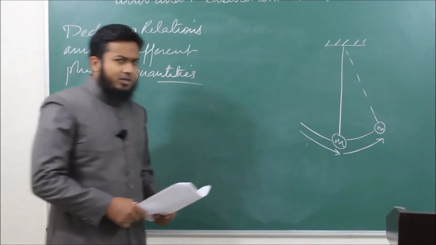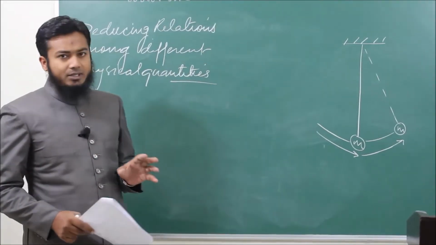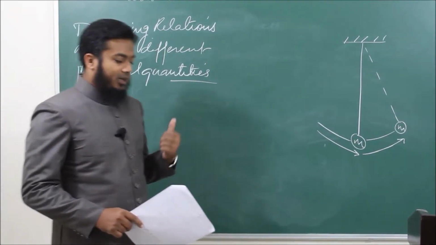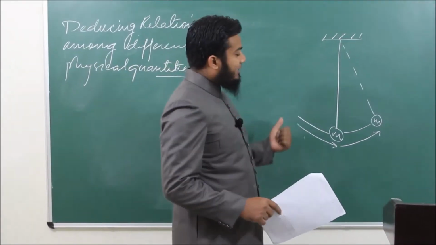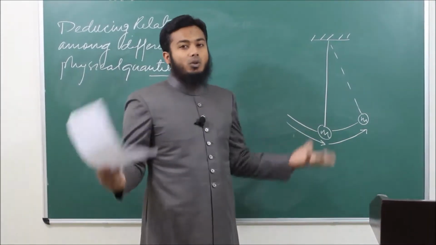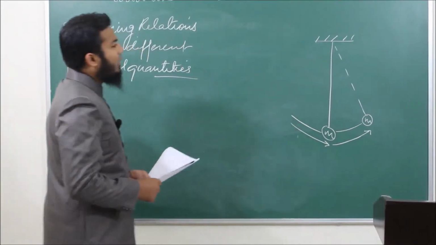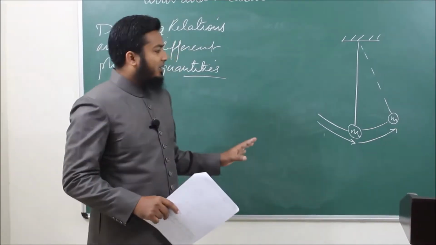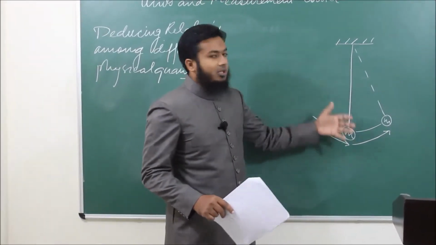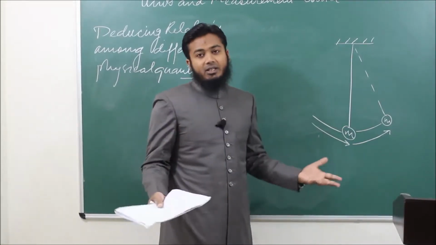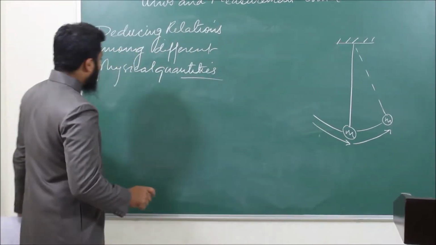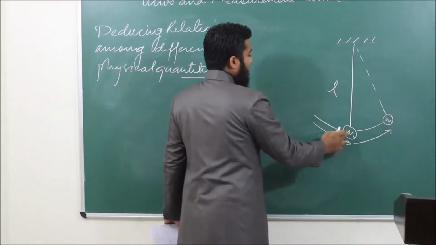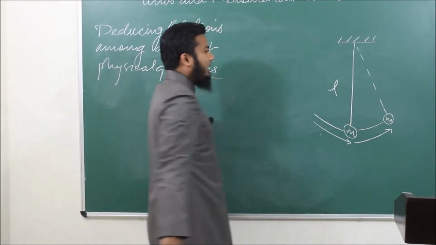So let's try to deduce a formula for this time period. Let's try to find what quantities the time period depends on. Okay, so we will start from a pure guess. We will guess the time period depends on certain quantities. We don't have any other information. So say this is the length, from this point to this point, the center of the bob, is the length of the pendulum.